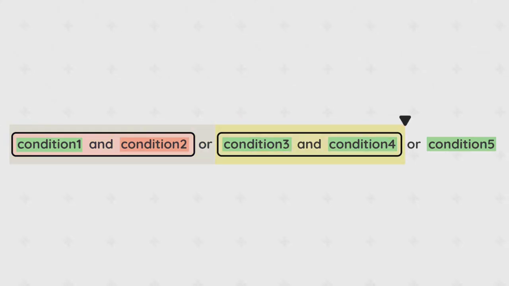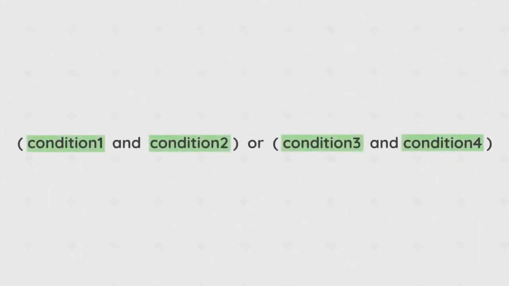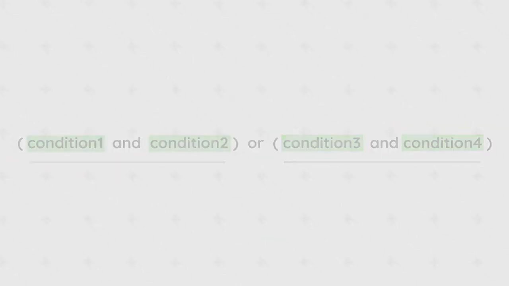If condition 3 and 4 is true, then the whole expression will be evaluated to be true, skipping the remaining conditions. If they are false, it moves on to the next condition for evaluation. And finally, if condition 5 is true, then the whole expression is evaluated to be true. If it is false, then the whole expression is false. An easier way to avoid getting confused is to use brackets to separate the and or statement.